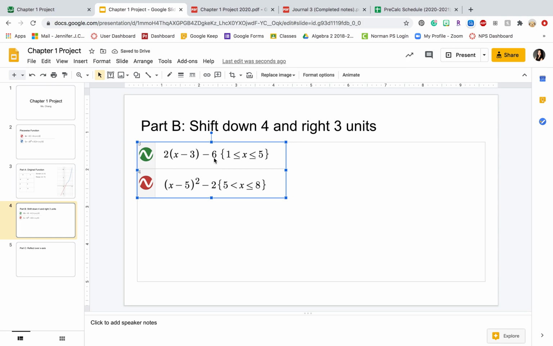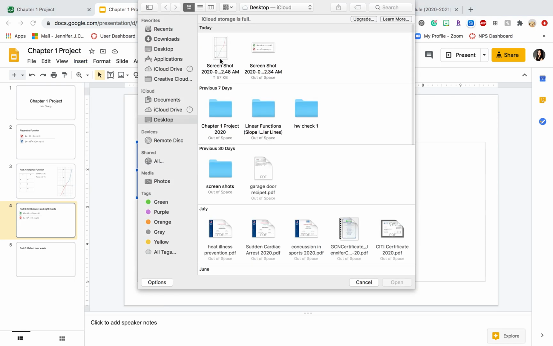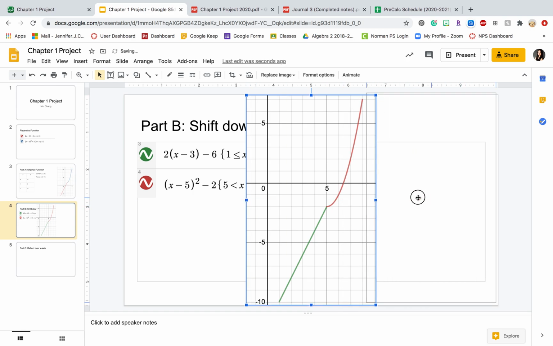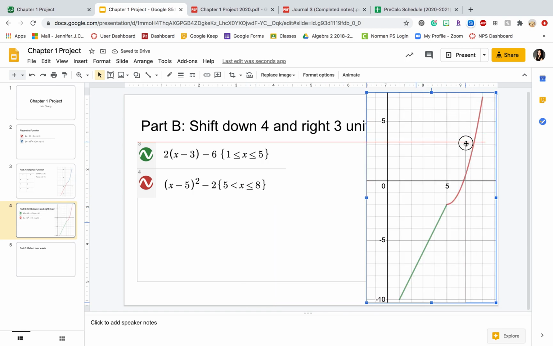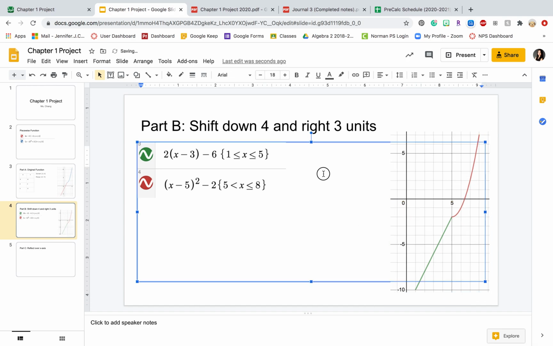Like I said, you can simplify this guy if you like. But I'm just going to do this pretty quick. And I'm going to upload my image. Ooh, that's a little big too. Let's squeeze that down a bit. There we go. And so now all I need to do here is, let me type down my domain and range.